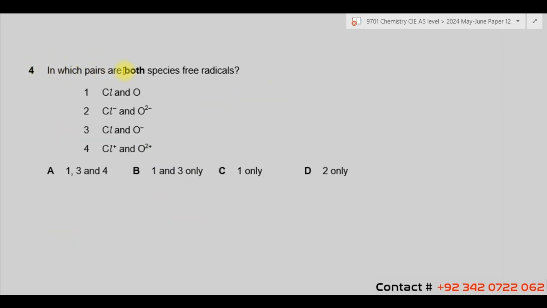Question 4. In which pairs are both species free radicals? Free radicals are those species in which we have unpaired electrons present. So let's see, we have Cl+, Cl, and Cl-. So we have electron deficient, neutral, electron rich. Let's do the electronic configuration of all three types. Atomic number is 17 for each.